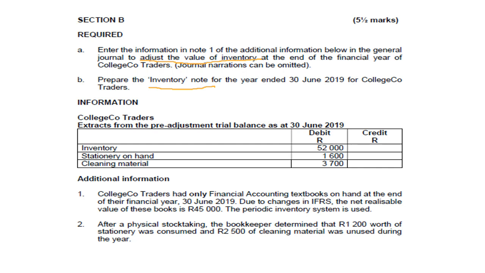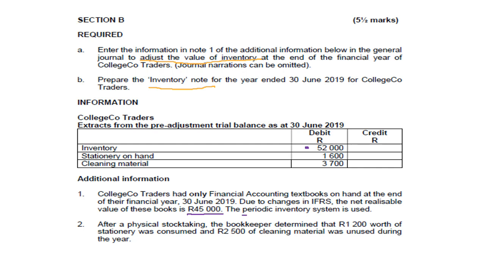When we look at the question, there's an extract from the pre-adjustment trial balance as at the 30th of June, and we see that inventory has a value of 52,000 Rand. In additional information, number 1, it says College Code Traders had only financial accounting textbooks on hand at the end of their financial year, 30 June. Due to changes in IFRS, the net realizable value of these books is 45,000. Now, if you remember, the rule states that we need to choose the lower value of the two. The 52,000 was the cost of the inventory, but now the net realizable value drops below the cost, and therefore we need to make an adjustment to the value of the inventory to 45,000.